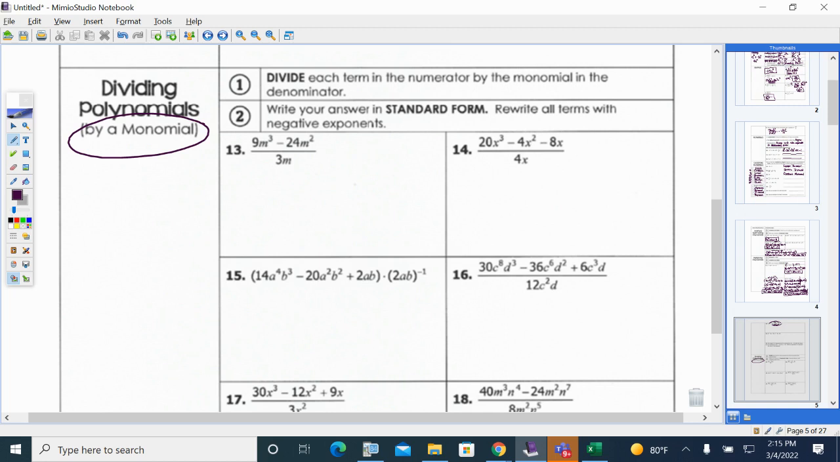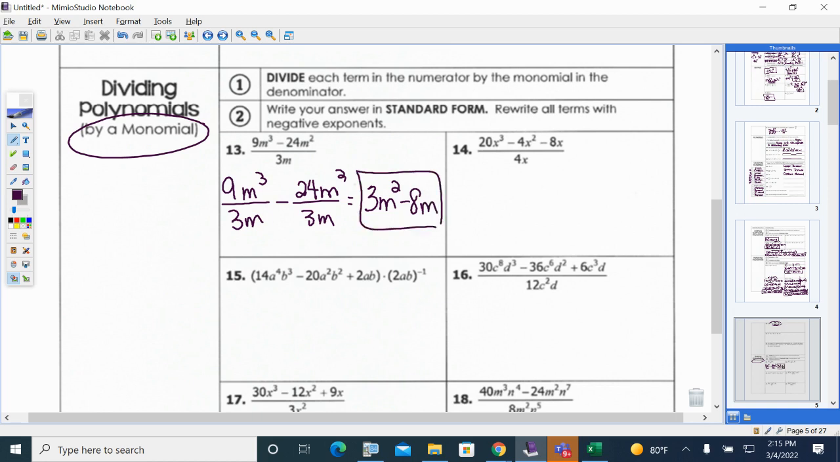So on number 13, basically what's happening here is that 9m to the third is going to be divided by the 3m. And the negative 24m squared is going to get divided by the 3m. 9 divided by 3 is 3. Subtract your exponents and you get m squared. Minus 24 divided by 3 is 8. And then m squared divided by m. Subtract those exponents and you get 8m. And that is in standard form.